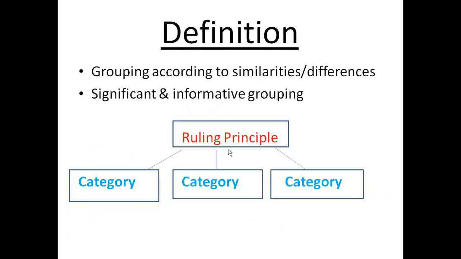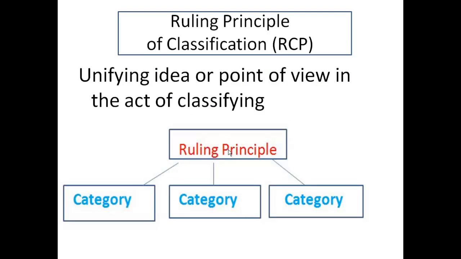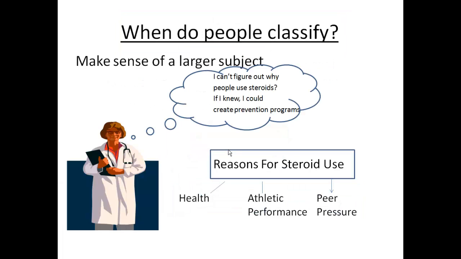The definition of classification is grouping according to similarities or differences. You need to have significant and informative groups. The ruling principle is the unifying idea or point of view in the act of classifying. For example, in this case, the ruling principle is reasons for steroid use. You would see it's been broken down into 3 types: health, athletic performance, and peer pressure.